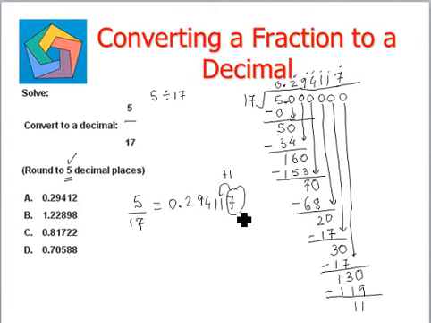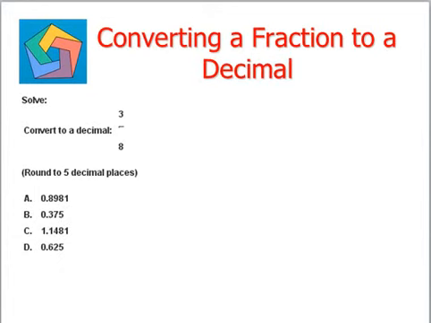I repeat, we look at the 6th place of decimal. This is greater than 5, so 1 is added to the previous number. So this becomes 0.29412. This is the answer rounded to 5 decimal places. It can be seen in option A.